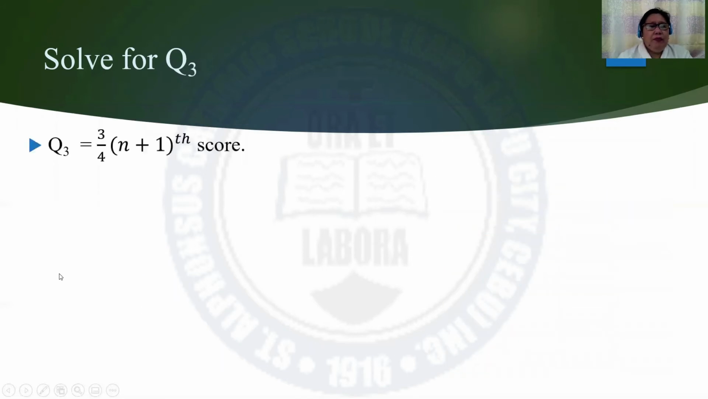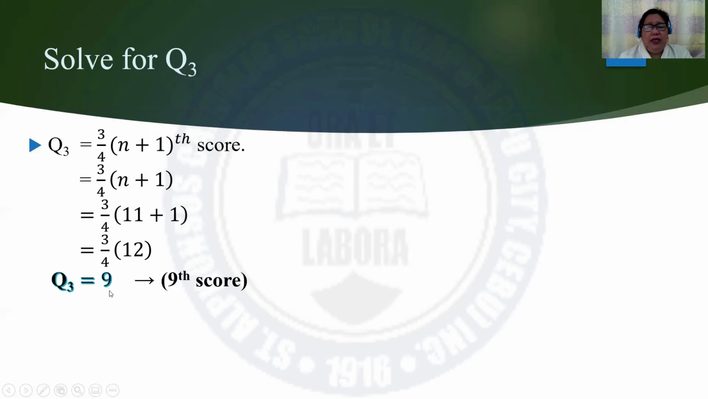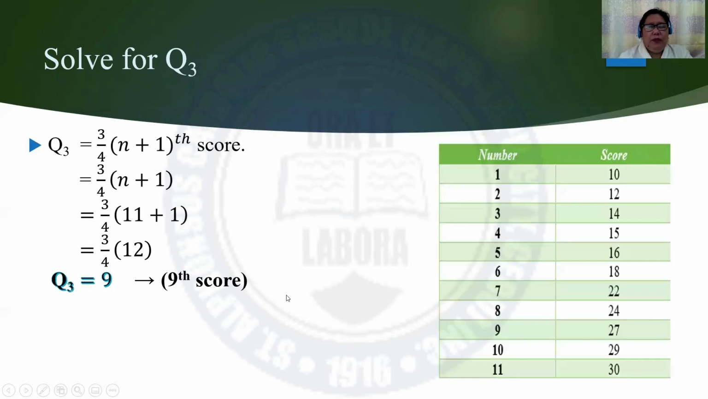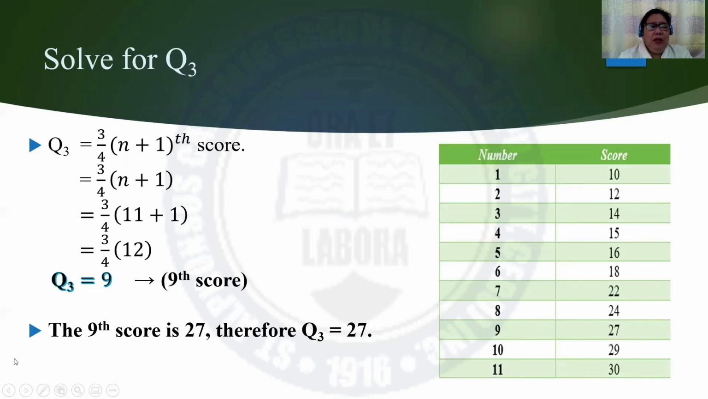For Q3, we have Q3 is equal to 3/4 times (n plus 1)th score. So substitute 11 to n. Then 11 plus 1 is 12. 3 times 12 is 36 divided by 4. That is equivalent to 9. So we will be looking for the 9th score. And the 9th score is 27. So meaning quartile 3 is equivalent to 27.